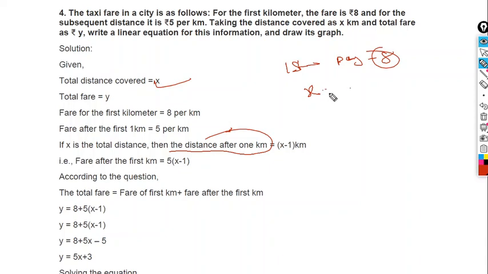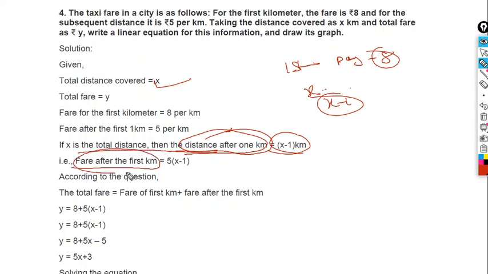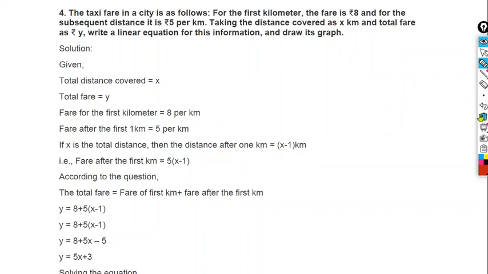Distance after 1 kilometer will be x minus 1. You can write the distance after 1 kilometer is x minus 1 kilometer. Now, if the distance after 1 kilometer is x minus 1, the fare after 1 kilometer will be 5 into x minus 1, isn't it? Okay. Now we will calculate the total fare.